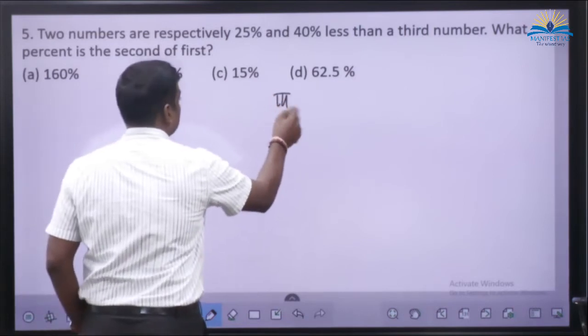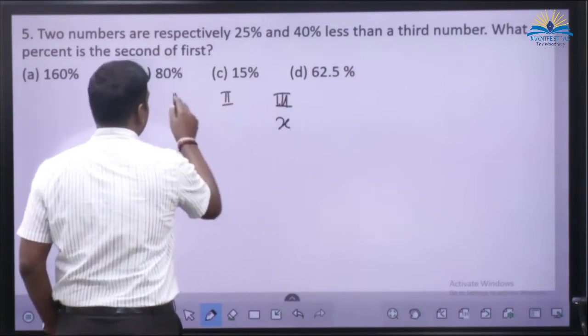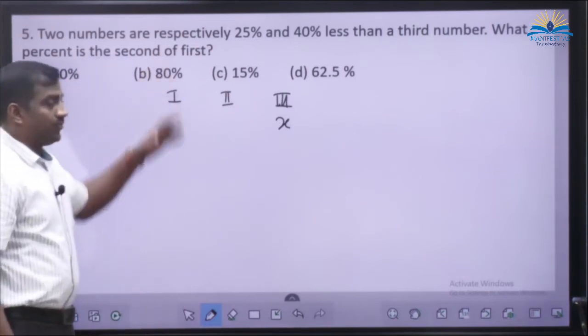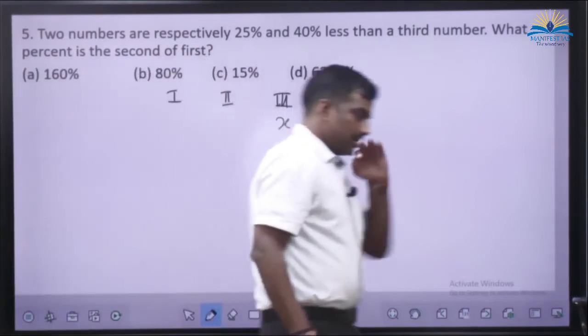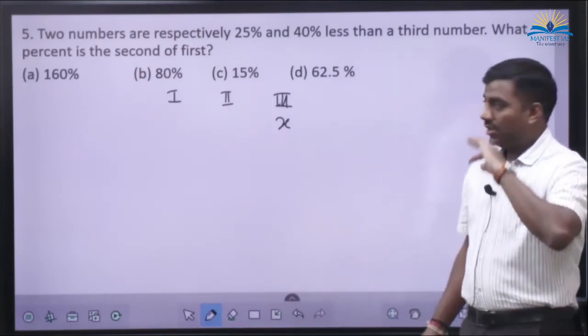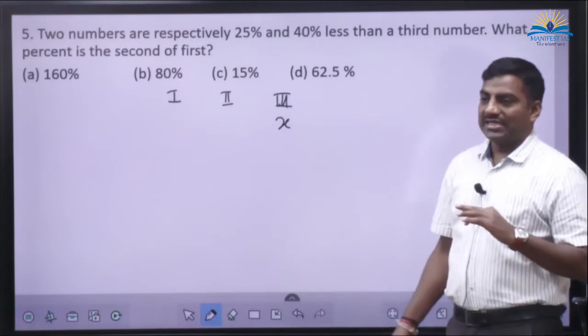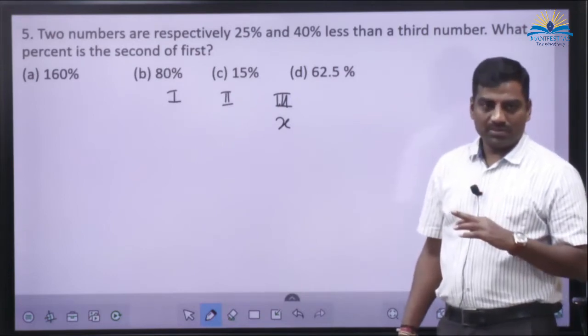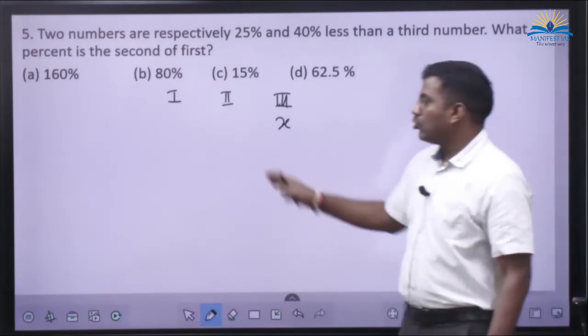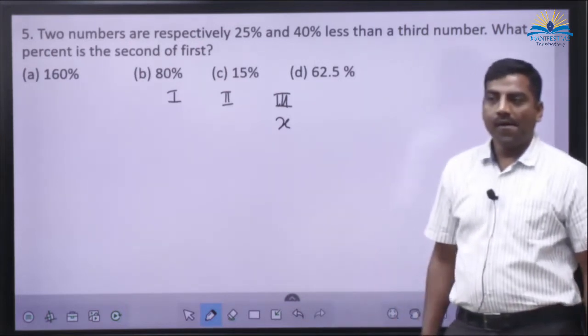this is my third number. What would be the second number? Okay, let's come to the first number. They are 25% and 40% less. So the first number is 25% less than the third number. If the third number is x, what would be the first number?